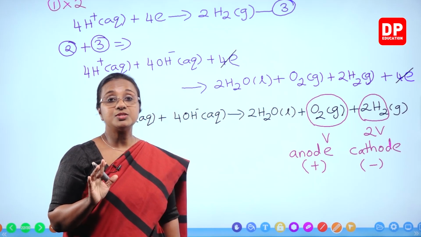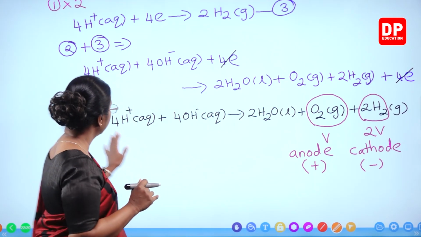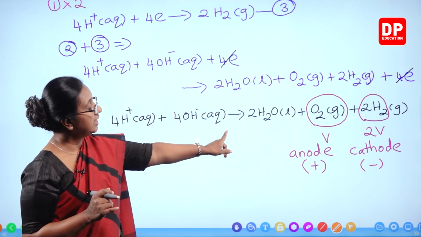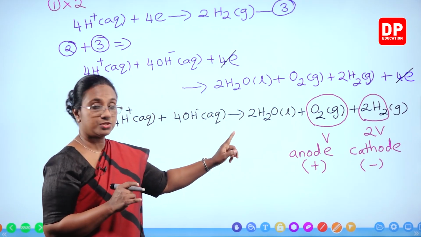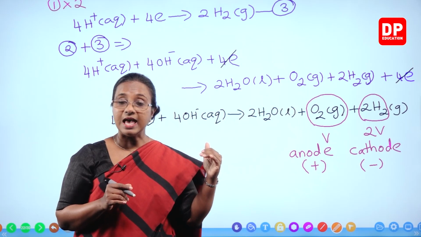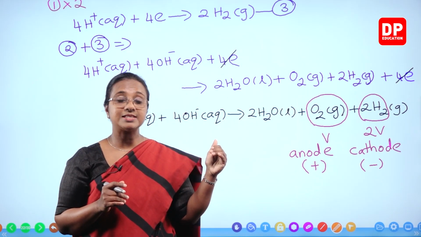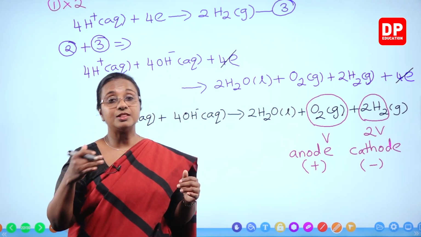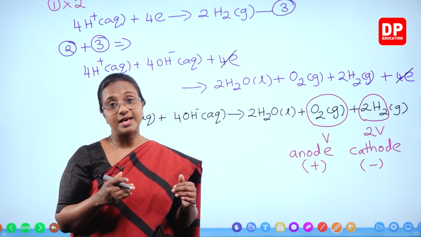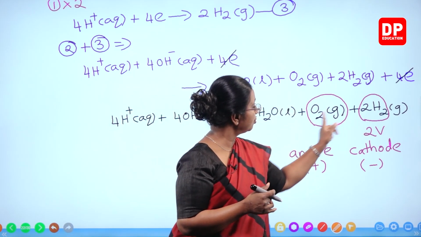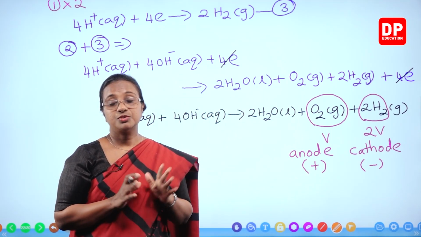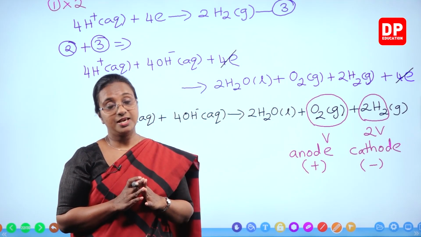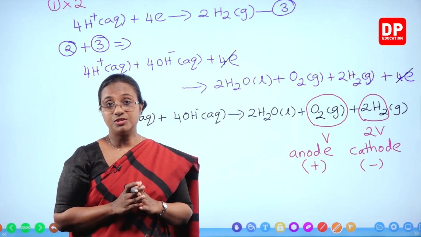So if you are asked to explain that, you have to write this equation. In that you can show the ratio as O2 is to H2, 1 is to 2. Therefore, near the anode, there is 1 volume of gas collected, and near the cathode, there is 2 volume of gas collected. Because the ratio between these two is 1 is to 2. So, that is how the reaction takes place. Is that clear to you all, students?